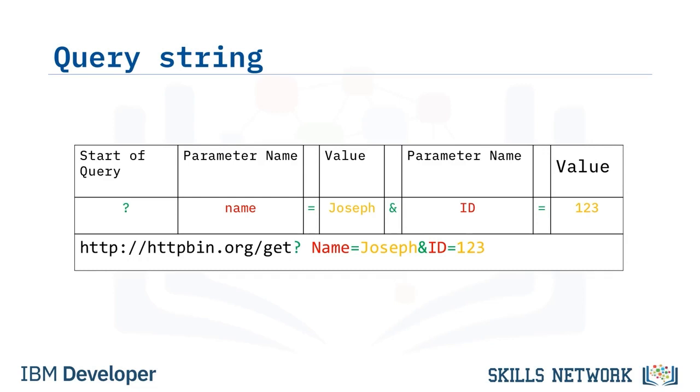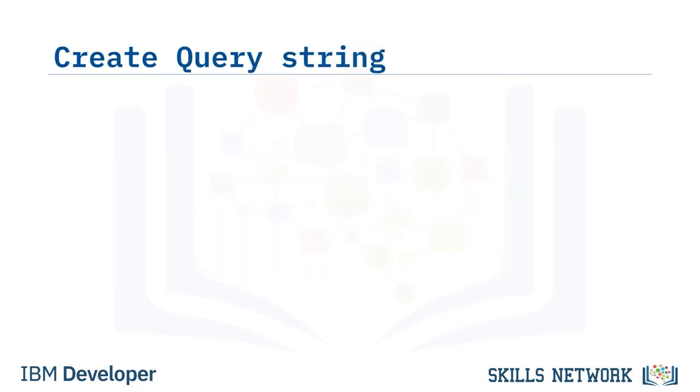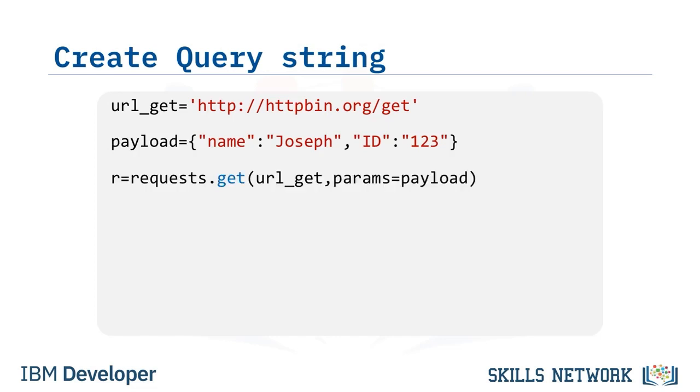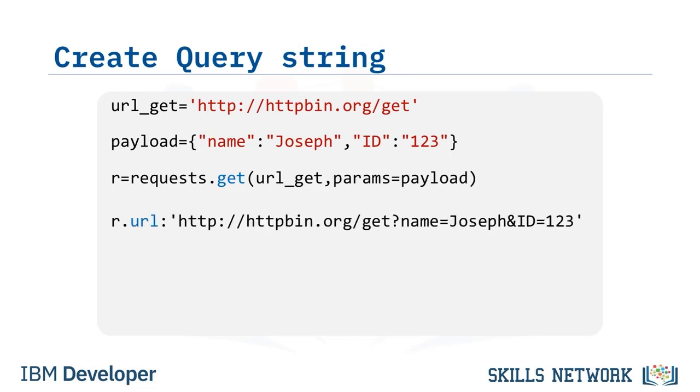Let us complete an example in Python. We have the base URL with get appended to the end. To create a query string, we use the dictionary payload. The keys are the parameter names, and the values are the values of the query string. Then we pass the dictionary payload to the params parameter of the get function. We can print out the URL and see the names and values. We can see the request body. As the info is sent in the URL, the body has a value of None.